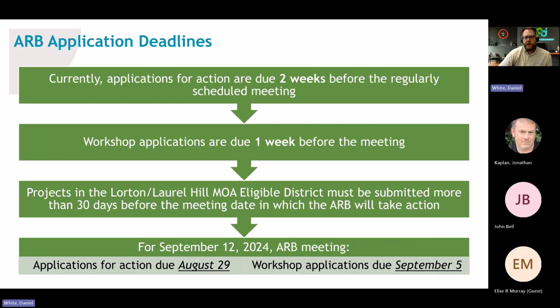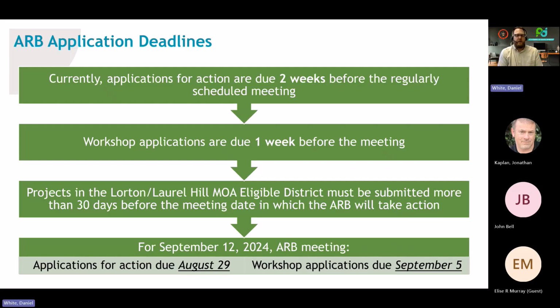Currently, all ARB applications for action are due at least 2 weeks before the regularly scheduled monthly meeting to provide the ARB members sufficient time to review the submission materials. Applications for workshop sessions are due at least 1 week before the regularly scheduled monthly meeting. Projects in the Lorton-Laurel Hill MOA eligible district require an earlier submission to comply with the review process stipulated in the Memorandum of Agreement. All ARB applications for action in the MOA area must be submitted more than 30 days prior to the regularly scheduled meeting. Workshop applications in Lorton must only adhere to the 1-week deadline.